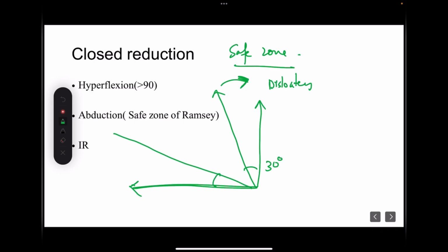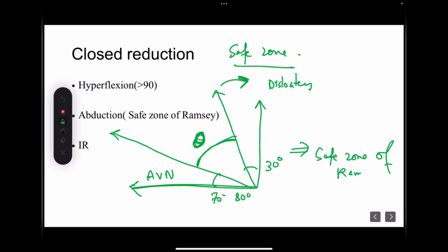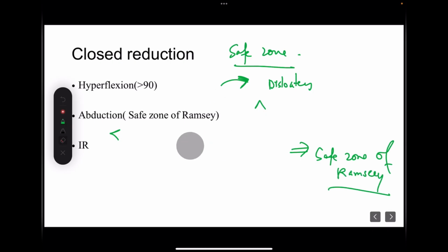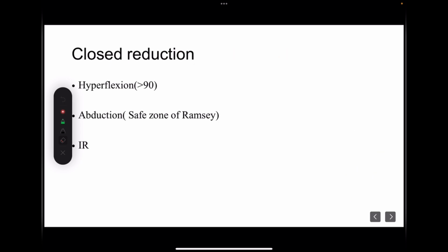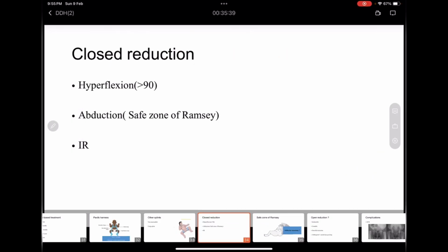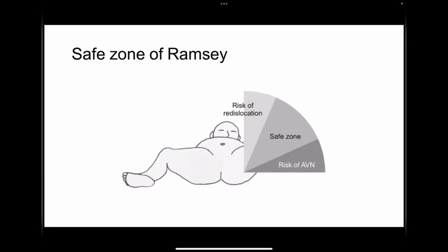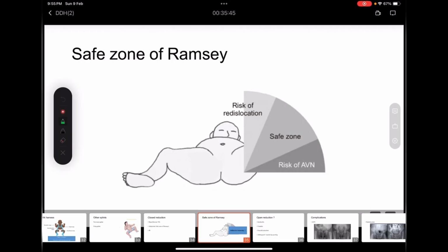And at more than 70 to 80 degrees, the chances of AVN are very high. So in between these two extremes, an angle which we have calculated is the safe zone of Ramsey, and we should always try to keep the hip in the safe zone of Ramsey. So there are no chances of redislocation, and there are very, very few chances of AVN too. This is how the safe zone of Ramsey is defined.